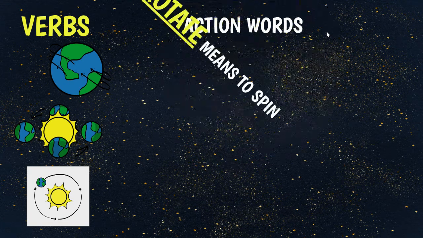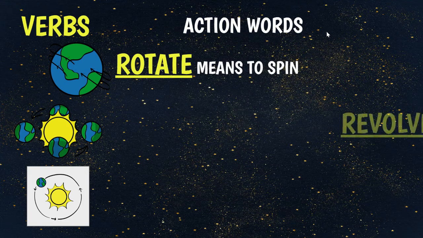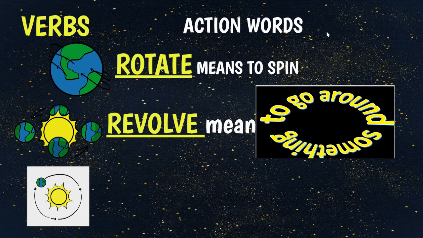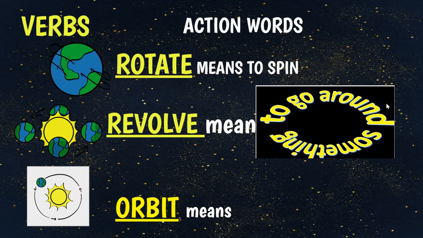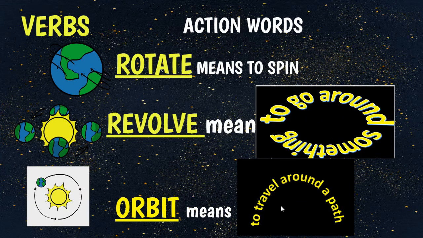Rotate means to spin. Revolve means to go around something, literally to revolve, to go in a circle, usually around something. Orbit means something very similar, to travel around a path. Okay?